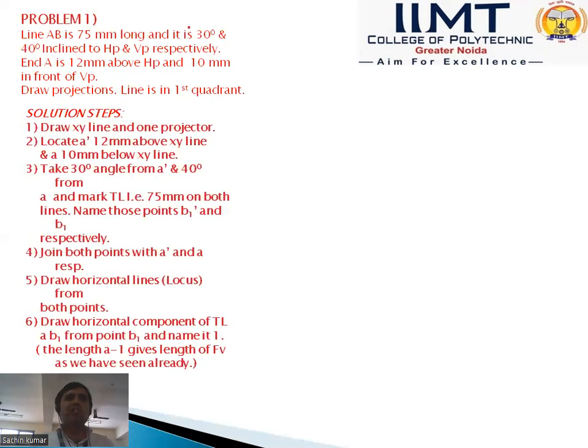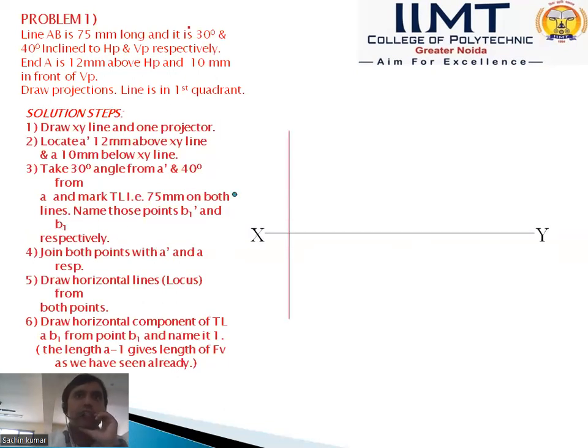Some steps are written on how to solve, but that is not important; what matters is understanding how to solve this type of problem. So that is the XY line. First, A dash is 12 above the HP. Front views always go above the XY line. Then 10 in front of VP means A goes 10 below the XY line. That is A dash and A.